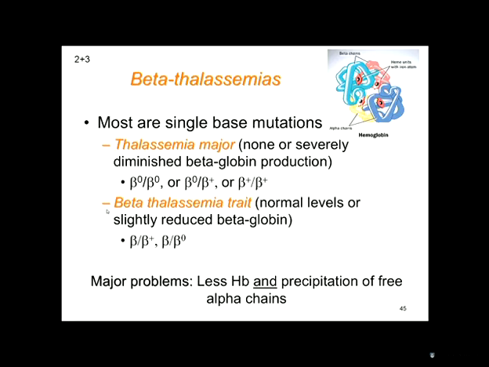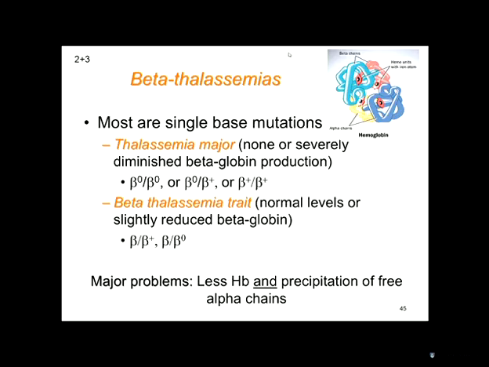Another form of thalassemia called thalassemia trait, which has relatively mild manifestations, has this kind of configuration. So at least one of the beta chains is normal, the other one is mutated. It's either missing or it's abnormal, okay?